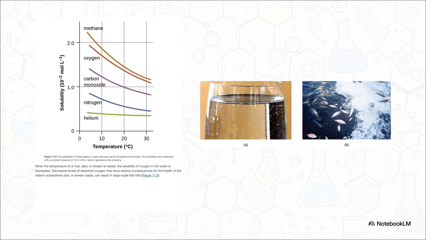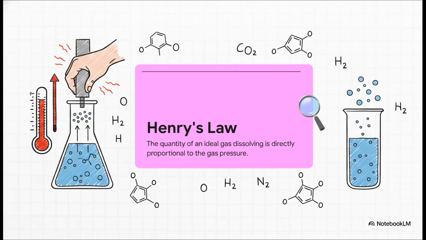If you leave a glass of cold tap water out on your counter, you'll see those harmless little air bubbles form as it warms up to room temperature. But think about this on a massive scale. If an industrial plant dumps artificially warmed water into a river, that sudden heat dramatically decreases the solubility of oxygen in the water. The oxygen just escapes right into the atmosphere, totally suffocating the aquatic ecosystem and causing massive, tragic fish kills. So, temperature is clearly a major factor.